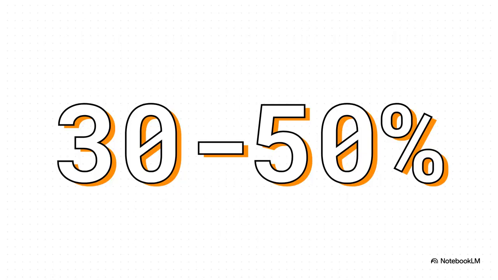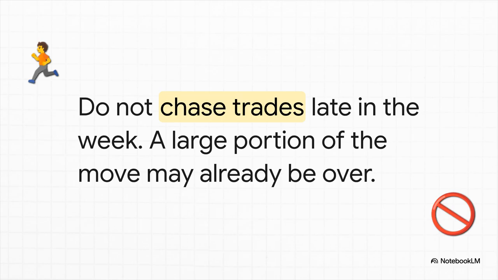And here's our wild statistic that really drives home why this timing is so critical. ICT has observed that typically 30 to 50%, that's almost half, of the entire weekly range is already done by the time the London session closes on Wednesday. So what's the clear takeaway from that? It's simple. If you've missed an entry by Wednesday, you have to be super cautious about chasing the price on Thursday or Friday. With so much of the move likely already over, you risk getting what ICT calls pip drunk, forcing a late trade when the real, juicy opportunity has already come and gone.